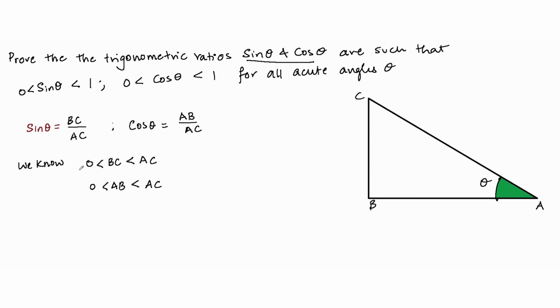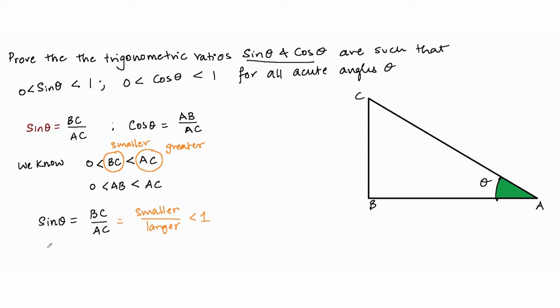So now if you think of sine theta, sine theta is BC divided by AC. I know that out of BC and AC, AC is greater and BC is smaller, right? That means this is the ratio of a smaller quantity divided by a larger quantity, and this ratio is therefore going to be less than 1.